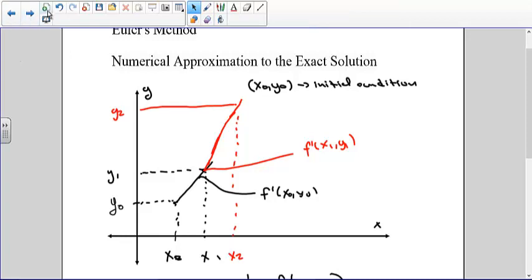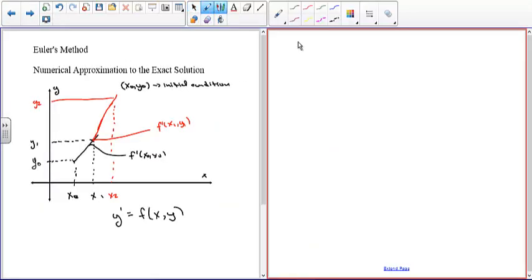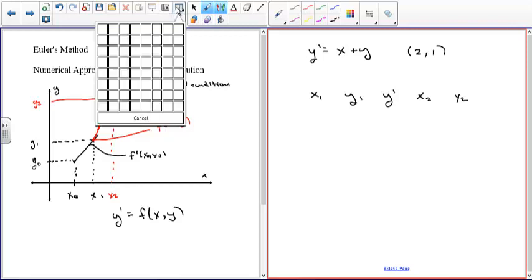So let me just demonstrate how it works. So let's say we want to start, here my differential equation is y prime equals x plus y, and my initial condition is x equals 2, y equals 1. So we need to make up a table, and the table is going to have the x value, the y value, the value of the derivative, and then I'll call this x1, we'll call this x2, y1, y2. Okay, so that's good. So I need five columns and make it 5 rows right now.